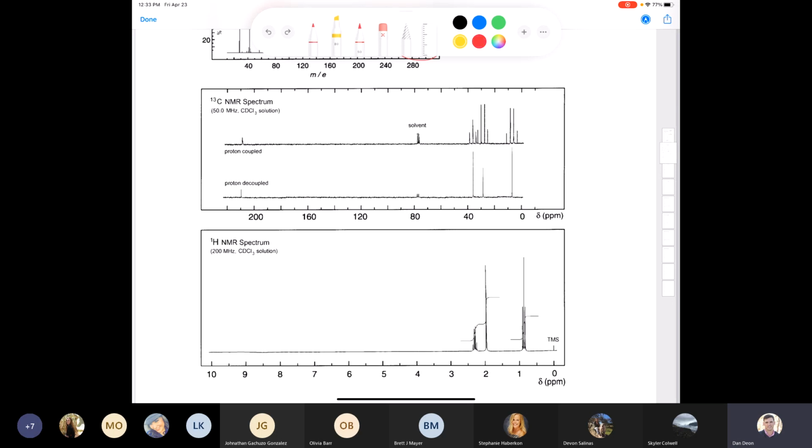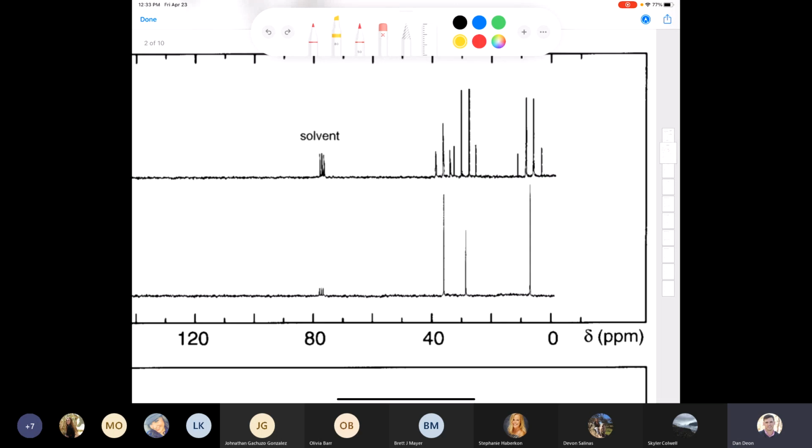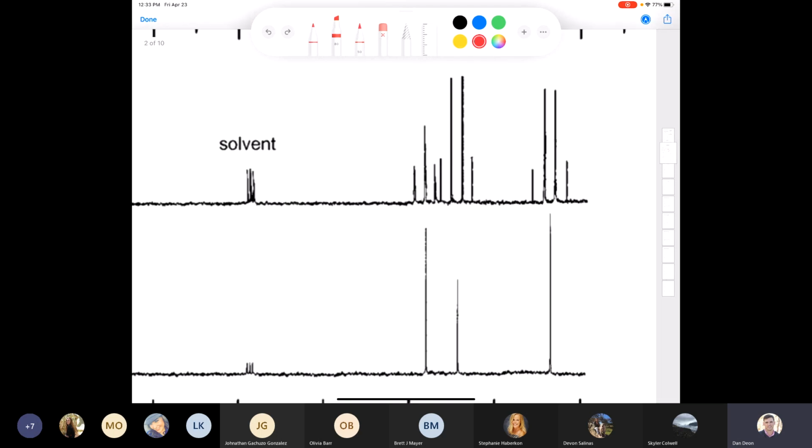Now, the reason why the person who came up with this problem provided a proton coupled carbon-13 spectrum is because you can tell what's going on. And so you can see here that this looks like a quartet, 4 peaks. And then this looks like a triplet here.